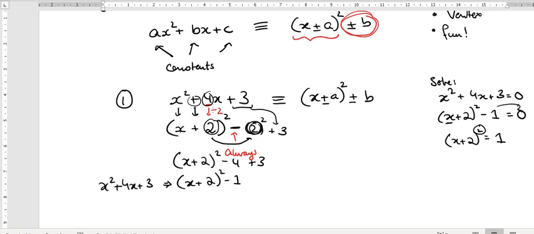Now get rid of the squared, square root to the other side. I've got x plus 2 equals the square root of 1, which is just 1. Let's just do it again: x plus 2 equals plus or minus 1, to be more correct.